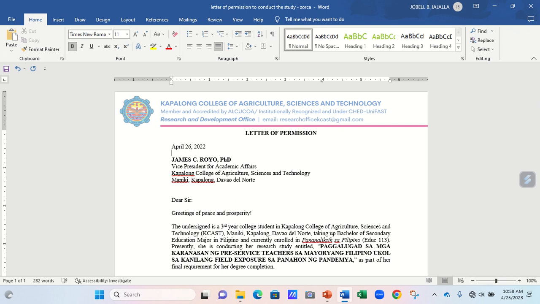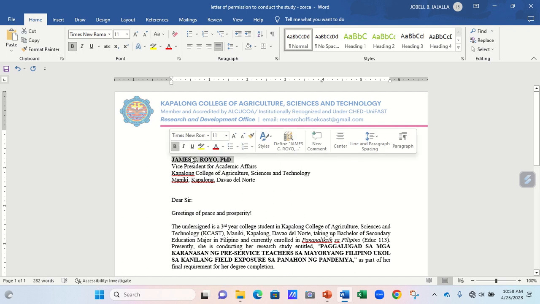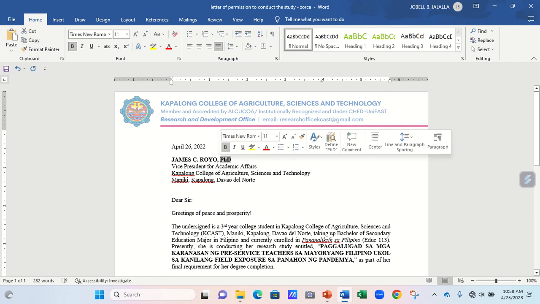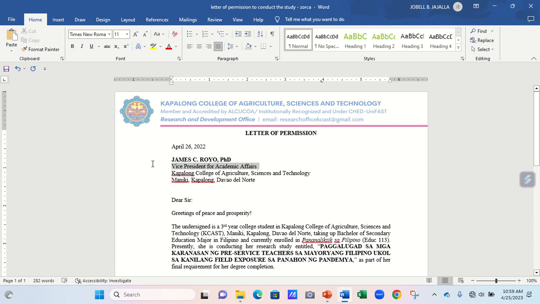Since the study will be conducted in KCAS, the heads of KCAS are the ones we send the letter to. If the respondents are students, they fall under Sir James Royo, but if staff and non-teaching personnel are included, we go directly to the college president, Sir Rodrigo C. Licayan Jr., DPA. So this is the addressee. The name is in bold and all caps, except the addendum PhD, which is not in all caps. We also have here the designation of the head.